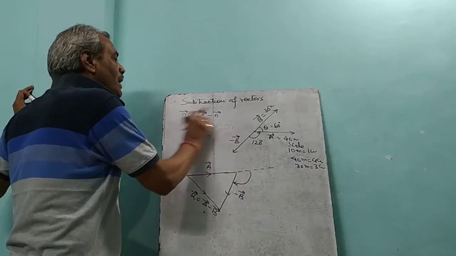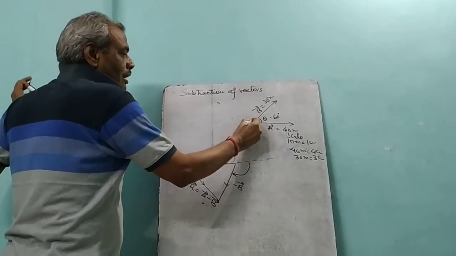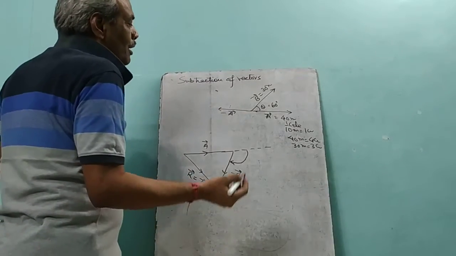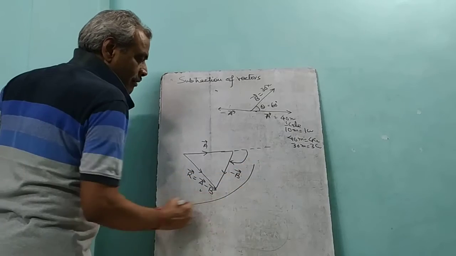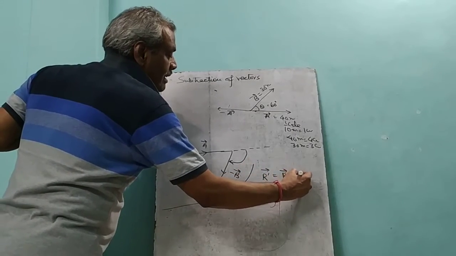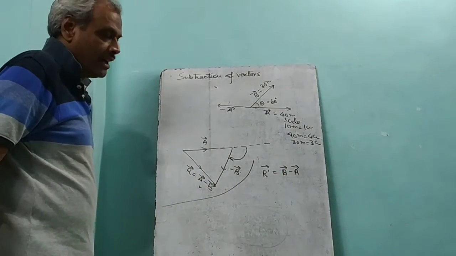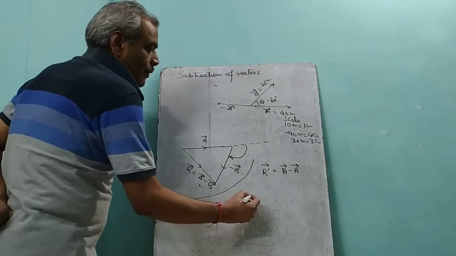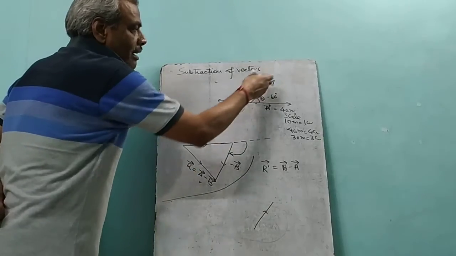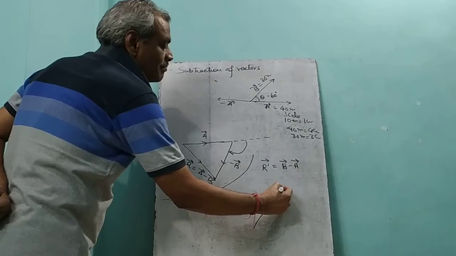And if you want to find B minus A, suppose you have to find R dash equals B minus A. R dash equals B minus A. See, first of all, B. What is the direction of B? What is the magnitude of B? 30, so 3 centimeter. Proceed it.